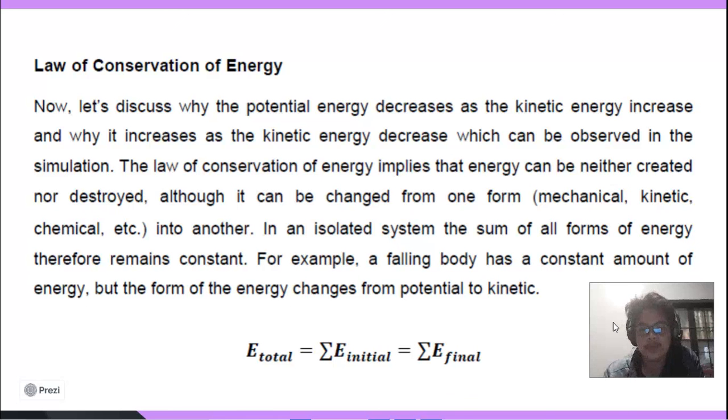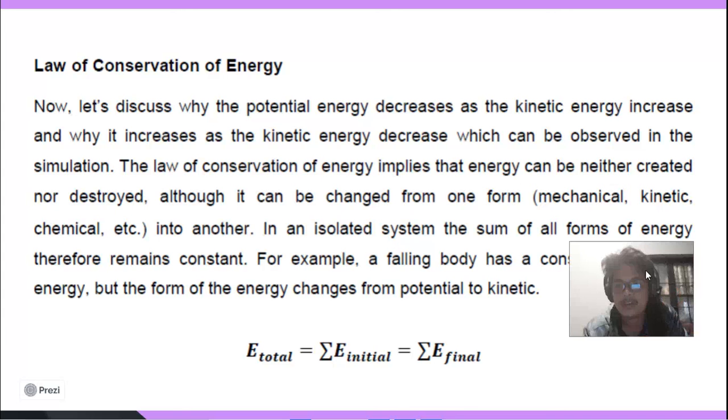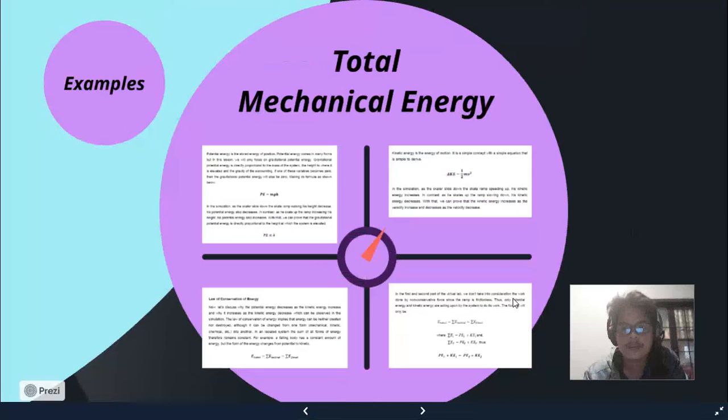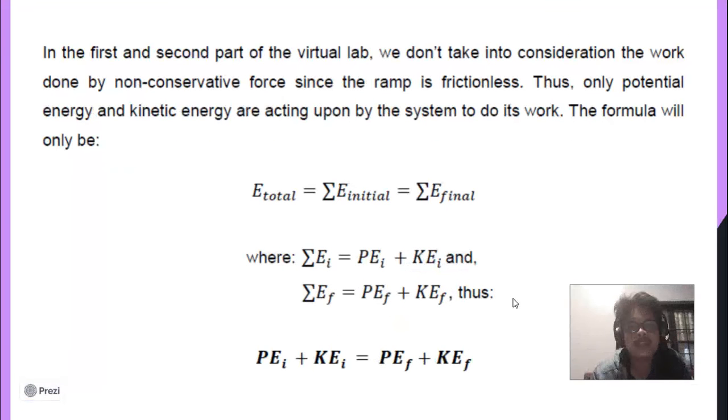In the first and second part of the virtual lab, we don't take into consideration the work done by non-conservative force since the ramp is frictionless. Again, we don't take that into consideration in situations 1 and 2. Since the ramp is frictionless, the potential energy acts upon the system to do its work. The total energy will not be converted into other forms of energy. It will always be in between potential and kinetic energy.